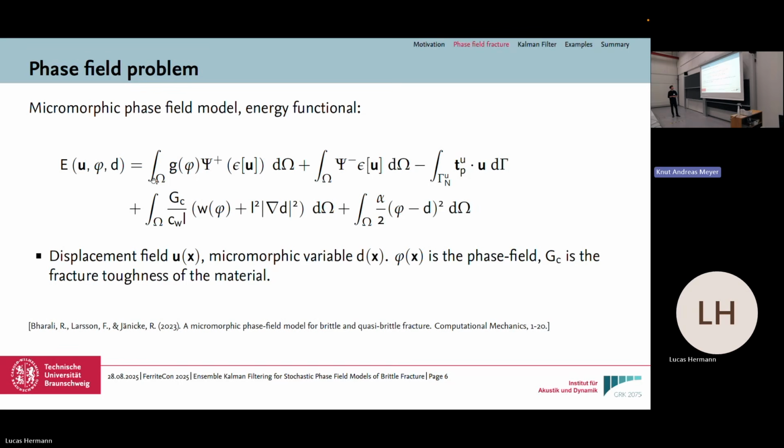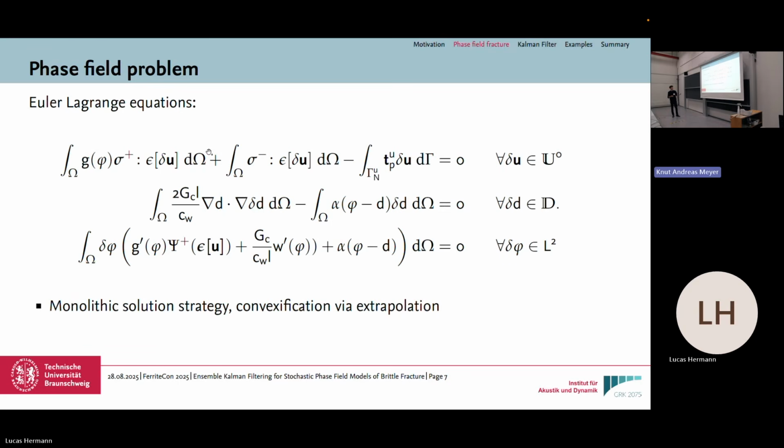So just remember, we have this displacement vector u, phase field p, and some proxy variable d. This is not so important. You just minimize this energy functional for each of these quantities, and we end up with the Euler-Lagrange equations. And these we just put straight into Ferrite, as we learned a couple of talks ago. This was rather easy. And we employ a monolithic solution strategy, so we solve all these variables together.